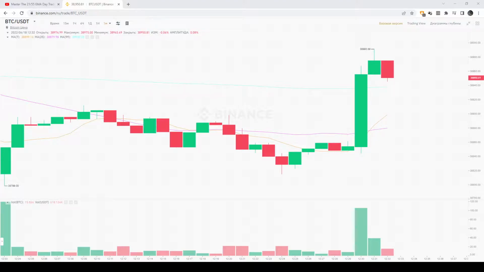Just as the price entered the dynamic resistance area, it formed a bearish engulfing candle. At this point, you can see that the stochastic oscillator is indicating a hidden divergence. So this is a valid trade signal.